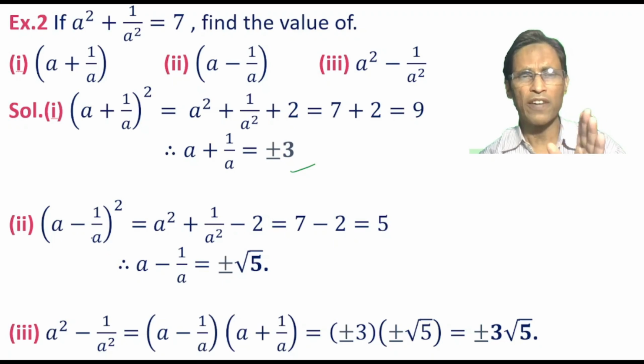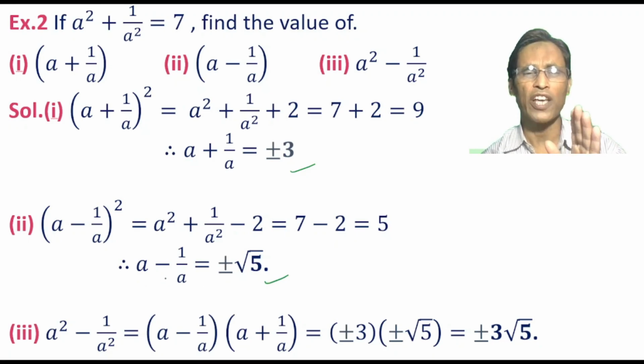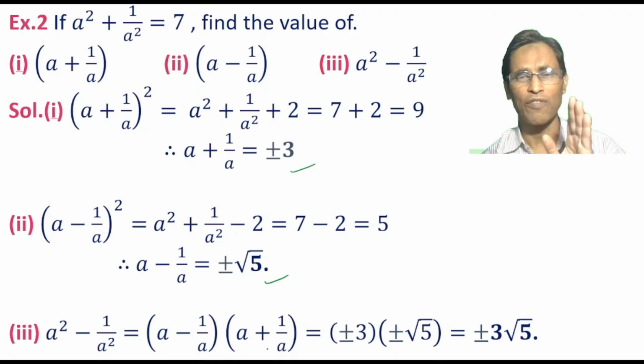So to find the value of a minus 1 by a, we remove the square, and so on removing the square, we take the square root of 5 and this comes plus minus root 5. This is the value of a minus 1 by a. Now we proceed to find the value of part 3rd, that is a square minus 1 by a square. So now a square minus 1 by a square can be expressed as a minus 1 by a into a plus 1 by a, and we have already found the value of each factor, means a minus 1 by a and a plus 1 by a.